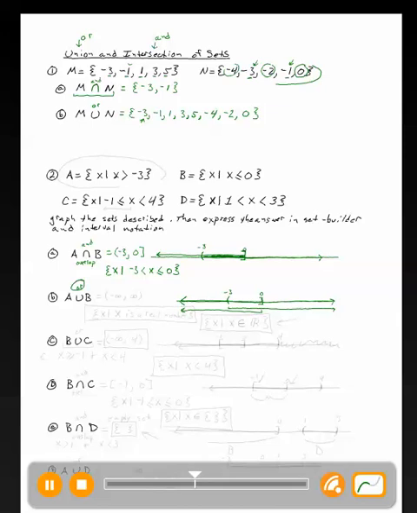And since they only have to be in one set or the other, that means that the union of A and B is the entire real number line. So my interval notation goes from negative infinity to positive infinity.